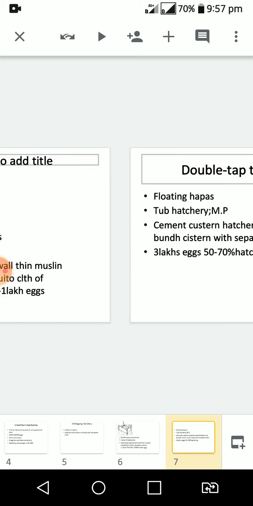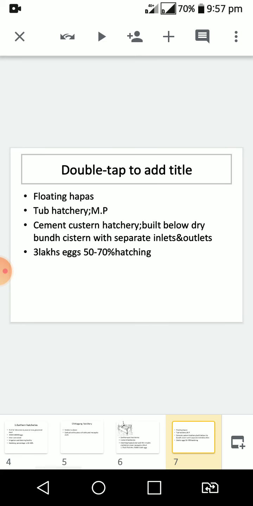In the hatchery, floating hoppas are also there, then the tub hatchery, and coming to the cement cistern hatchery. They are built below a dry bund system with separate inlets and outlets. 3 lakh eggs are accommodated in this hatchery, and hatching takes place at 50 to 70%.